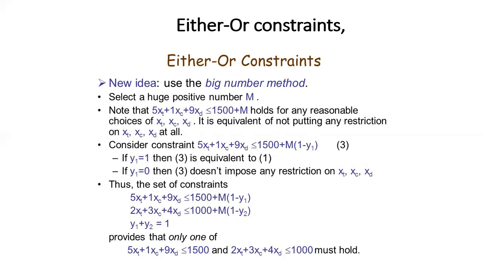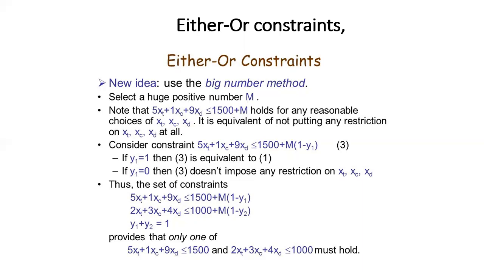Then we consider the basic value here in the constraint. It is 1500, and we add the big number times 1 minus y1, or we call it constraint A, B, C, D, or 1, 2, 3. Then we see if y1 of the constraint is equal to 1, then it means that this constraint is equivalent to 1. 1 will be our objective function.